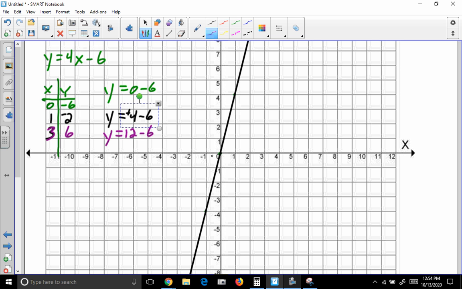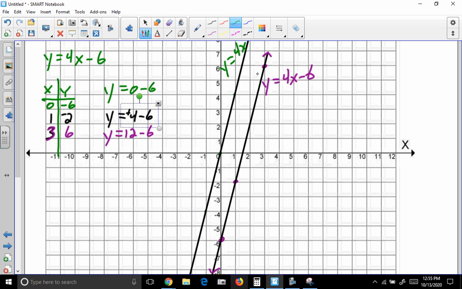So we would get 0, negative 6, so over none, down 6. 1, negative 2, so over 1, down 2, and 3, 6, over 3, up 6. So that line will look like this. And what they're wanting you to notice is that those lines look very similar. This one is y equals 4x minus 6, and the other one is y equals 4x. Notice the equations are very similar, and the lines look very similar.